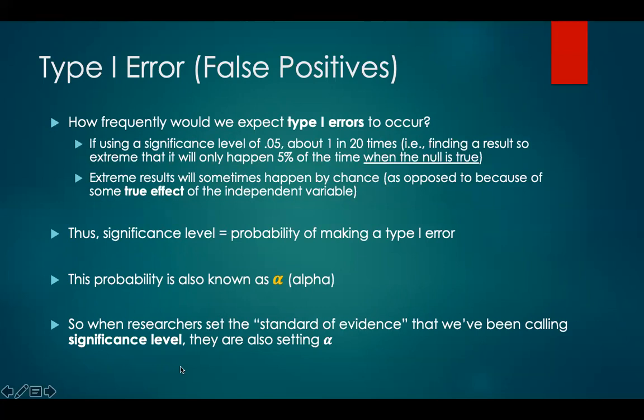Thus, the significance level is equivalent to the probability of making a type 1 error. This probability is known as alpha. So when researchers set that standard of evidence that we've been calling the significance level, or we're looking for a p-value less than 0.05, they're also setting alpha.